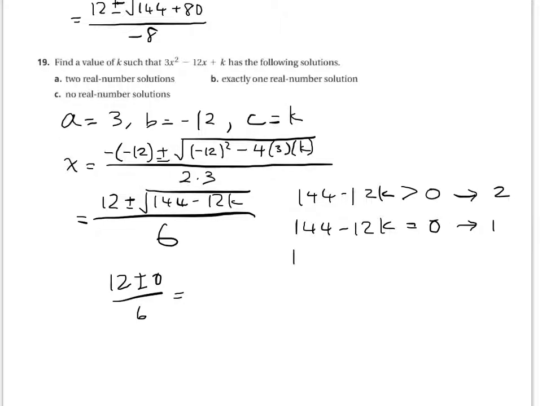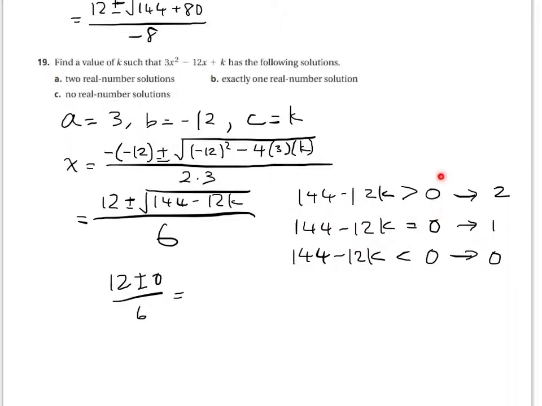But if 144 minus 12k, which is inside the square root, is a negative number, then we have no real solution, because we're not supposed to have any negative numbers inside a square root or radicals in the real number field. So if you solve these three equations or inequalities differently, you'll be able to find A, B, C.